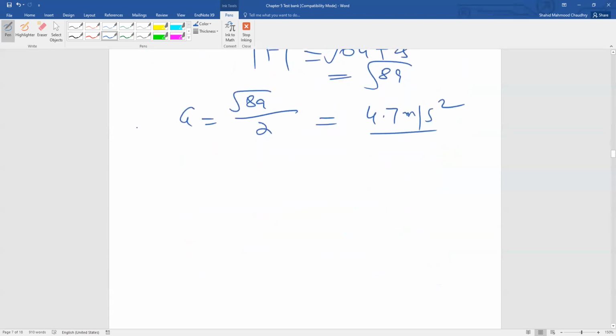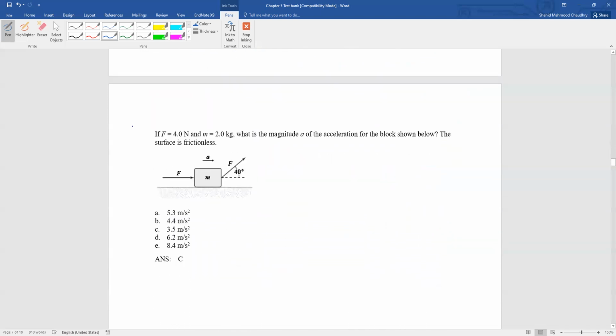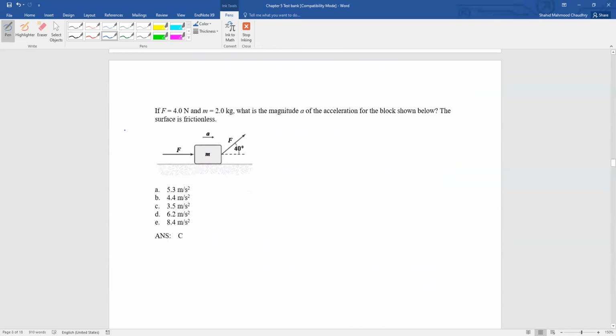Okay, after this is the same type of problem. You can see, make the components here and here. So this component is F sine of 40, and this component is F cos of 40. And this is F. Mass is given.